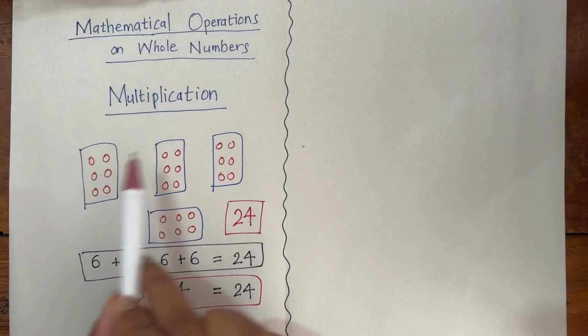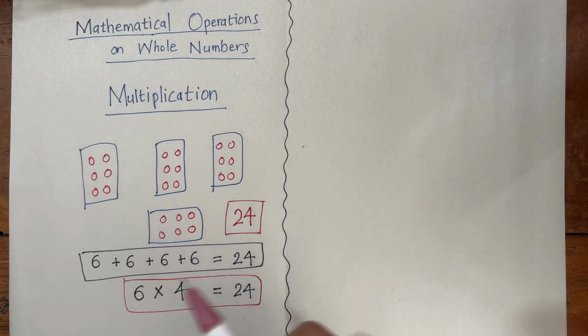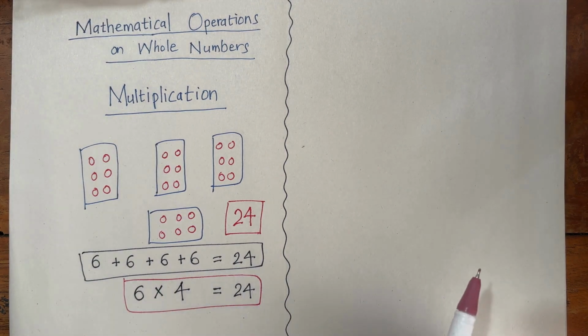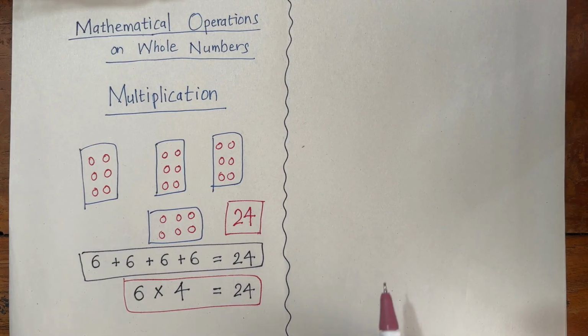You can see that graphical representation is a bit harder when it comes to bigger numbers, because we will have to draw lots and lots of figures. Then what about addition? Yes, it is a bit easier than the graphical representation, but still it is harder when it comes to bigger numbers. If we have 6 times 100, then we will have to add 100 sixes. So that is difficult.